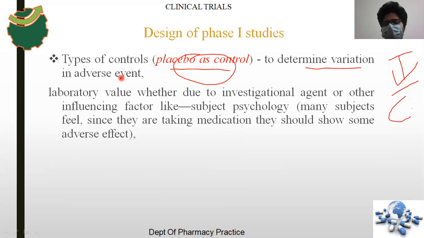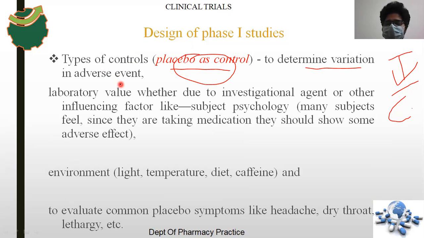So we see in the control group, it's not that you are going to give only placebo. You can give any existing treatment for the disease if they have. Okay. So in types of control, one type is you can use placebo as a control to determine the variation in adverse drug events. See, not only adverse drug events, it may be any changes if you want to find out.